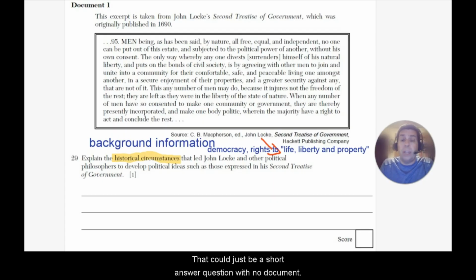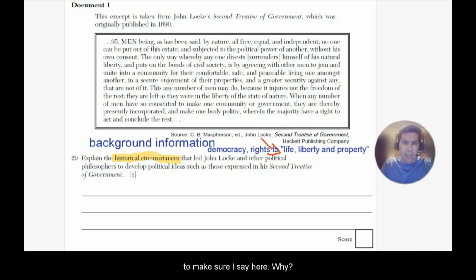That could just be a short answer question with no document. Now they give you the document so that if you don't know things about Locke, but you think, oh, these ideas, I remember when stuff like this happened, you can use it. One other thing that I want to make sure I say here.